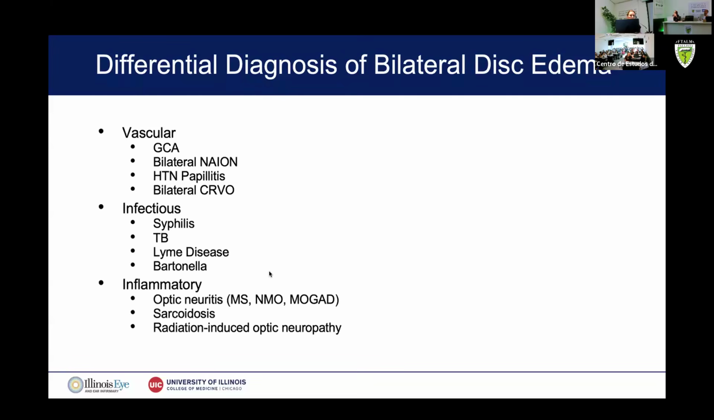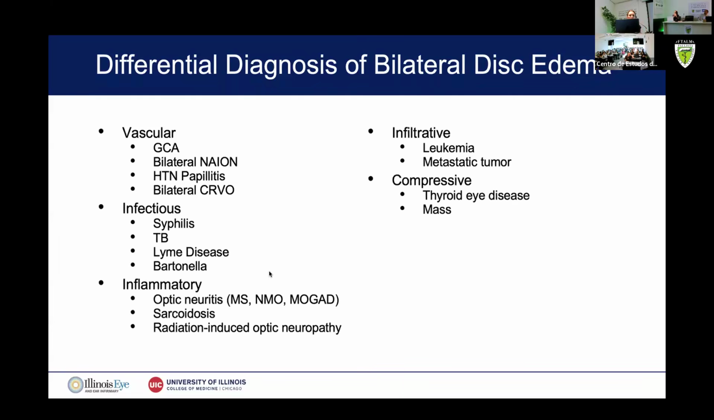You can think of inflammatory causes: optic neuritis, typical and atypical, sarcoidosis, radiation-induced optic neuropathy. Then we can think of infiltrative diseases like leukemia or metastatic tumors. Compressive, I mean, this guy had, you saw his picture, a lot of scleral show. We could think of thyroid eye disease with a compressive optic neuropathy, or a mass.